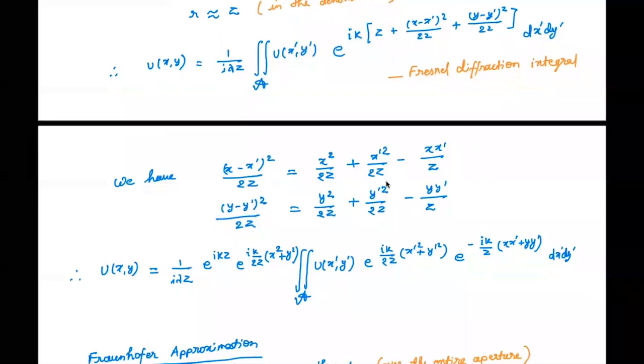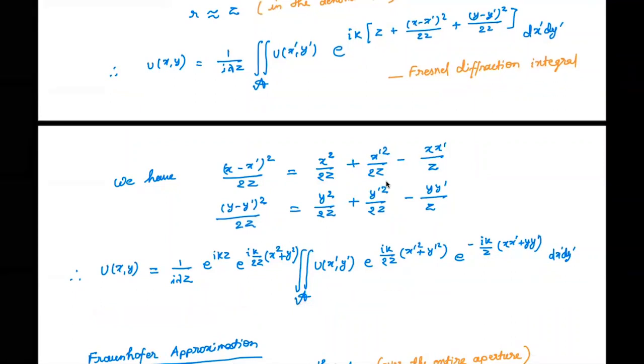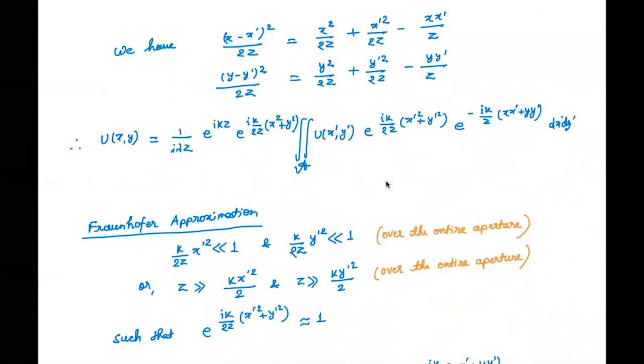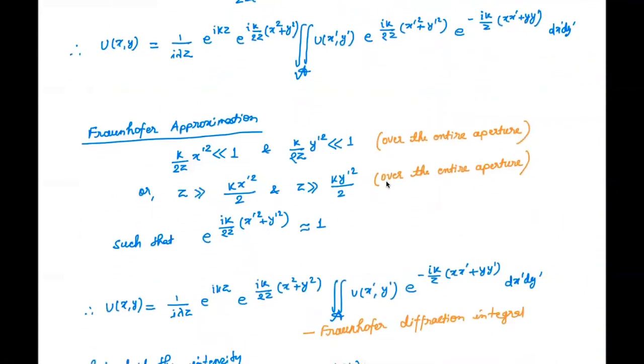Fine. So this is our formula. Again, this is still the Fresnel diffraction integral. No approximation beyond the first set of approximation we made. But now we will make a new set of approximations, which is called Fraunhofer approximation. What is that approximation? This approximation says that essentially we want to make sure that this term is equal to 1.